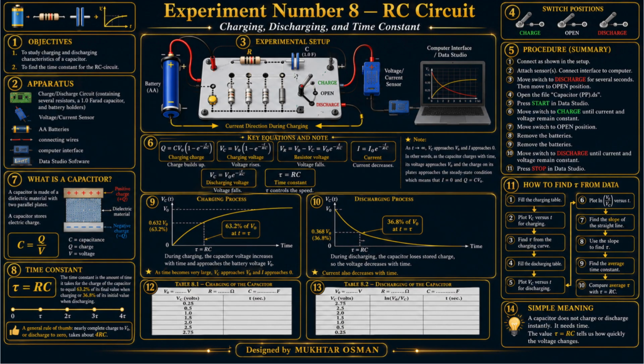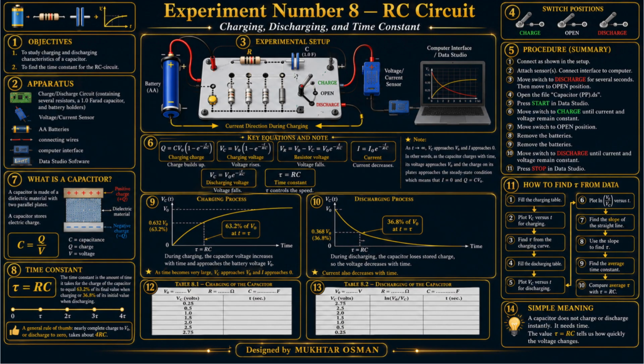Key equations. Charging: charge Q equals C V0 times (1 minus e to the power of minus t over RC), charge builds up. Charging voltage VC equals V0 times (1 minus e to the power of minus t over RC), voltage rises. Resistor voltage VR equals V0 minus VC equals V0 e to the power of minus t over RC, voltage falls. Current I equals I0 e to the power of minus t over RC, current decreases.